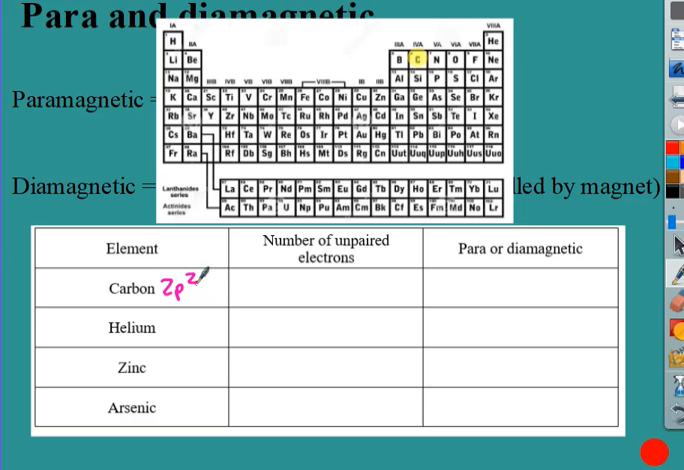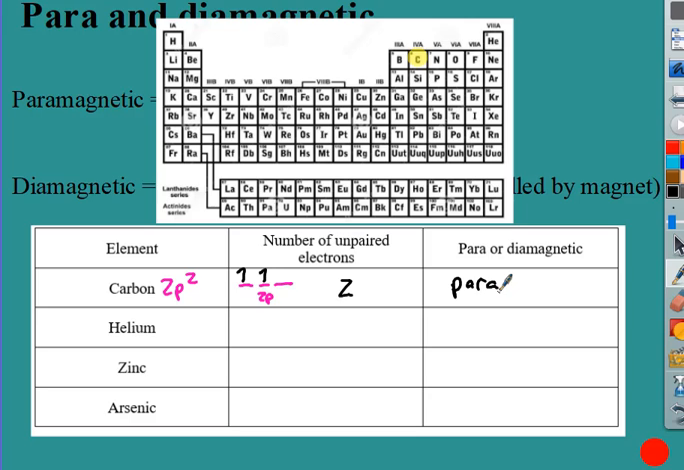So then I would draw the P orbital. Remember that the S has 1 orbital, the P's have 3, the D's have 5, and the F's have 7. It's the number of electrons it holds divided by 2. So I'm going to have my 3 2p orbitals. And then I start filling it. Remember that Hund's rule says that electrons don't pair up until they have to. So I'm going to have 1 in this orbital and 1 in that orbital. So I have 2 unpaired electrons. Since I have any number of unpaired electrons, it has to be paramagnetic.